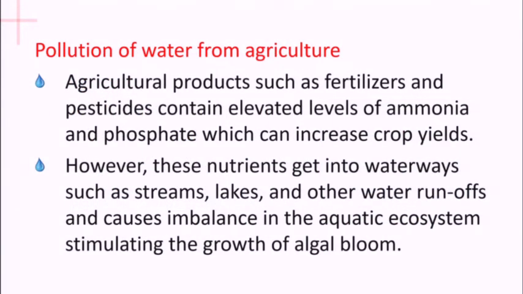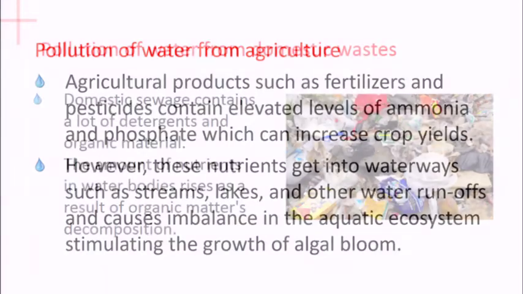Pollution of water from agriculture. Agricultural products such as fertilizers and pesticides contain elevated amounts of ammonia and phosphate which can increase crop yields, which is good. However, these nutrients, when they get into the waterways such as streams, lakes and other water runoffs, cause imbalance in the aquatic ecosystem, stimulating the growth of algal bloom.